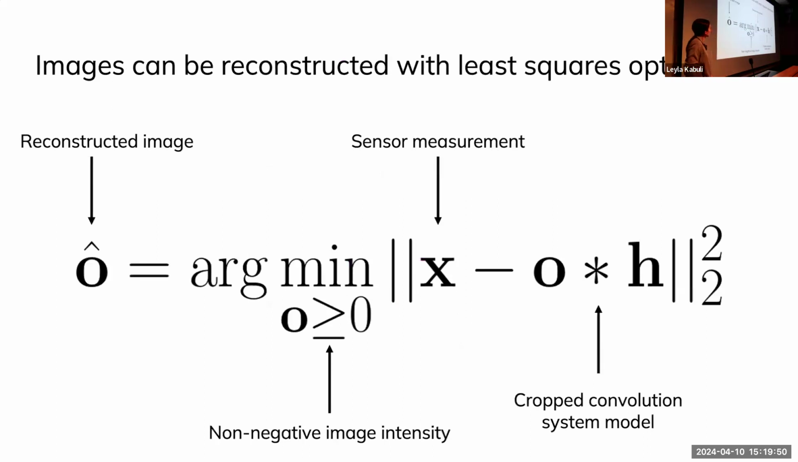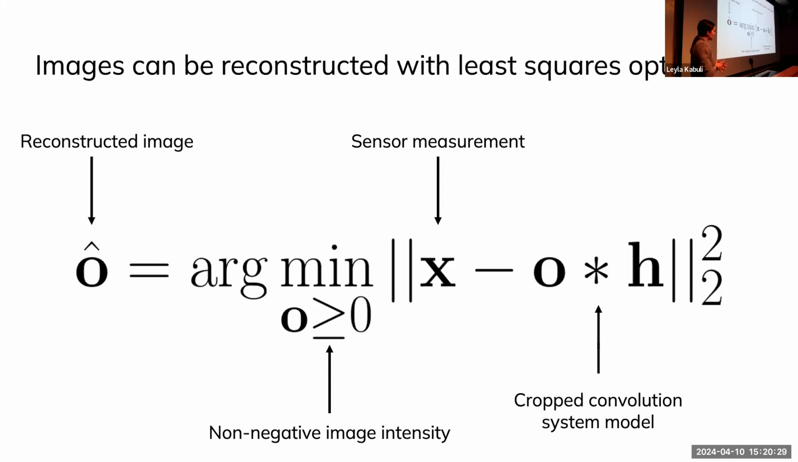Fortunately, I'm not going over more, but essentially, we can reconstruct our images, for example, using optimization. Here I use simple least squares. My challenge is this: I have my sensor measurement X, and I have my system model, O convolved with H. I want to come up with a reconstructed image O hat such that when I pass it through the forward model, I have the least amount of error with my measurement. I want measurement consistency, and I'm minimizing the error in that measurement. I also add a non-negative image intensity constraint because my real objects are not going to have negative values in them.